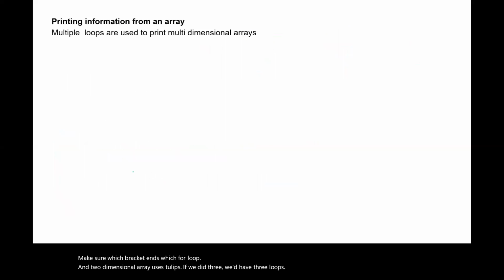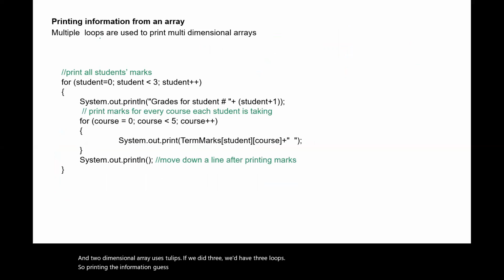So printing the information, guess what? We're going to have 2 loops. We do essentially what we did with the previous program. This time, instead of inputting, it's all output. And that would print the array that we just created.